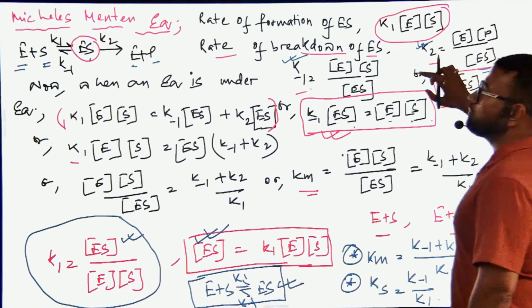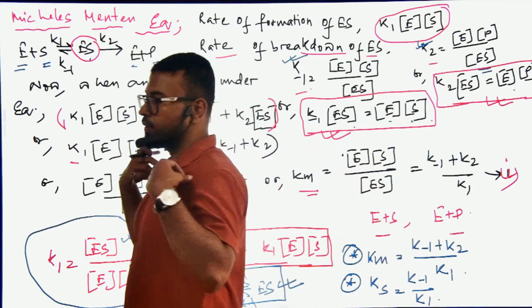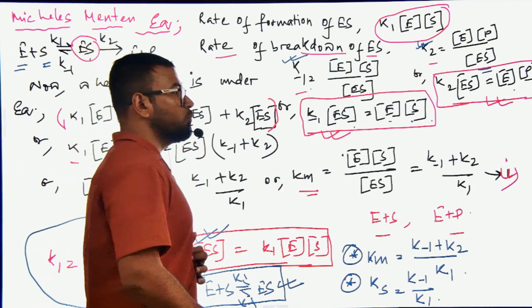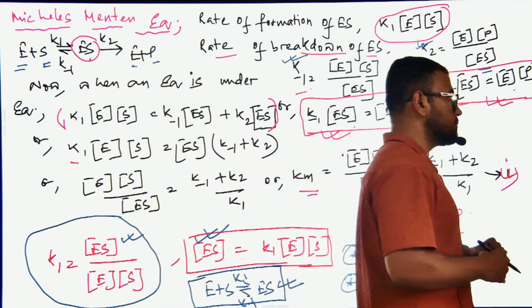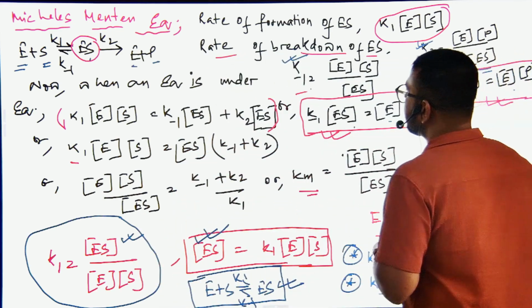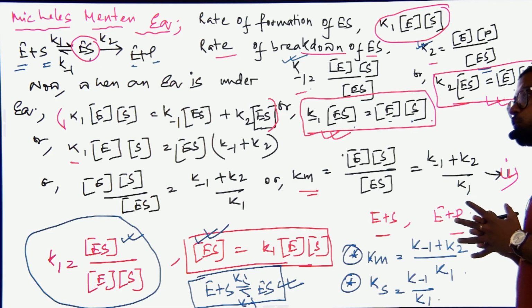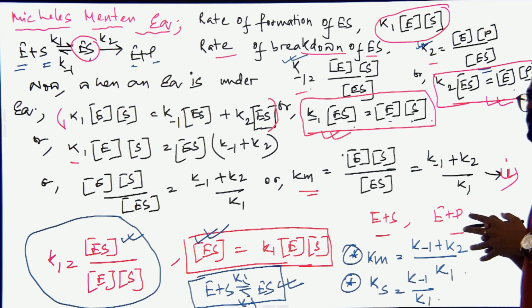Now coming to our Michaelis-Menten equation. I have derived the entire thing. If someone is not willing to get into the details of it, he or she can definitely memorize or learn the final output of it. That will be sufficient for solving the problems.